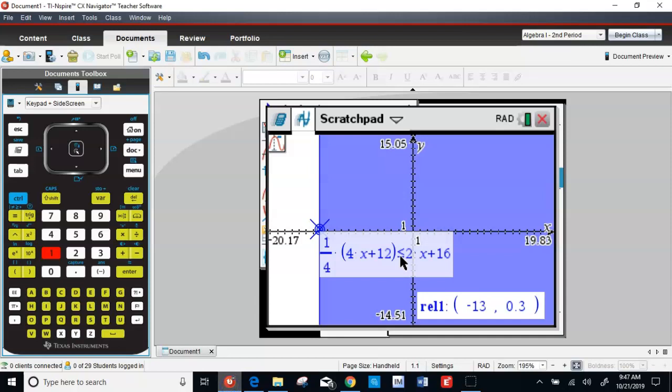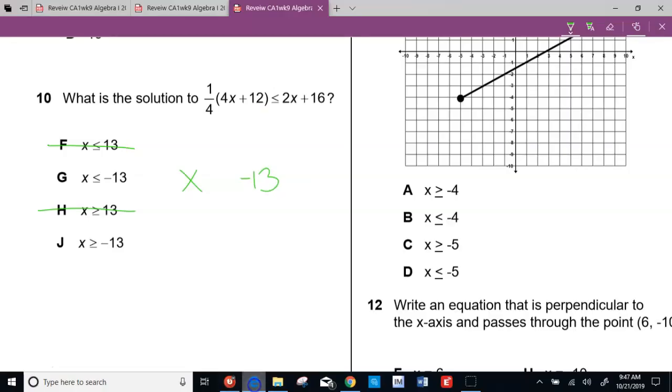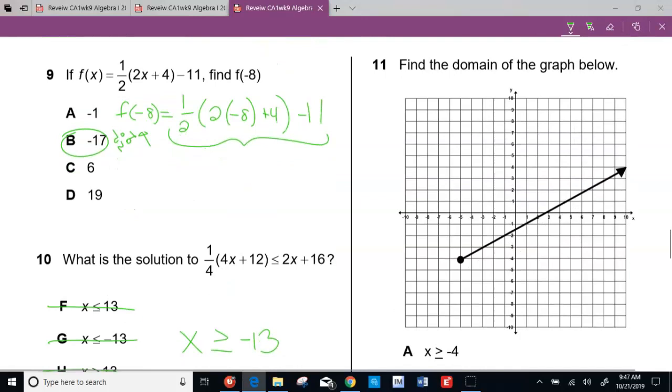Looking back at my graph, I can see that everything going to the right direction is shaded in. So on a number line, that means everything greater than. So remember, the shading actually matches the direction of the arrow. Since everything to the right was shaded, that means everything bigger than negative 13, or greater than, is our solution. So therefore, choice J is the right answer. And going on to number 11, find the domain of the graph.